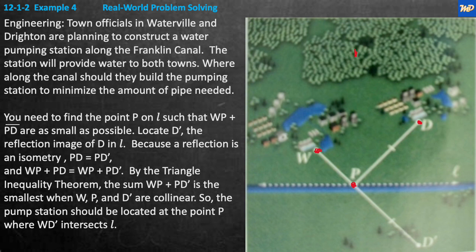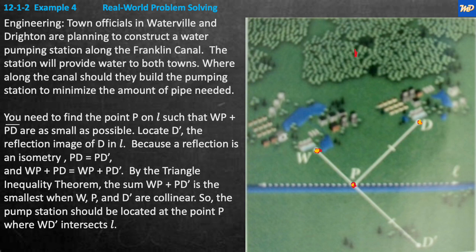So they've given a picture here. So you see there's the town. The W defines Drayton, and the D over here is Watertown, okay? And P is the point where they're going to put the pumping station. They're trying to figure out where to place P. Now this diagram that's showing here is exactly where to place P, okay? And they'll talk about what they've done, but the problem is knowing where that point P is.